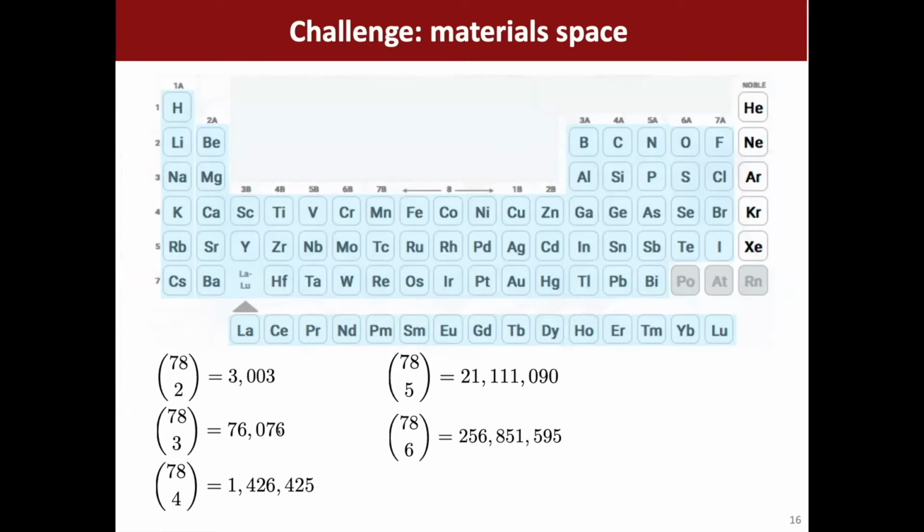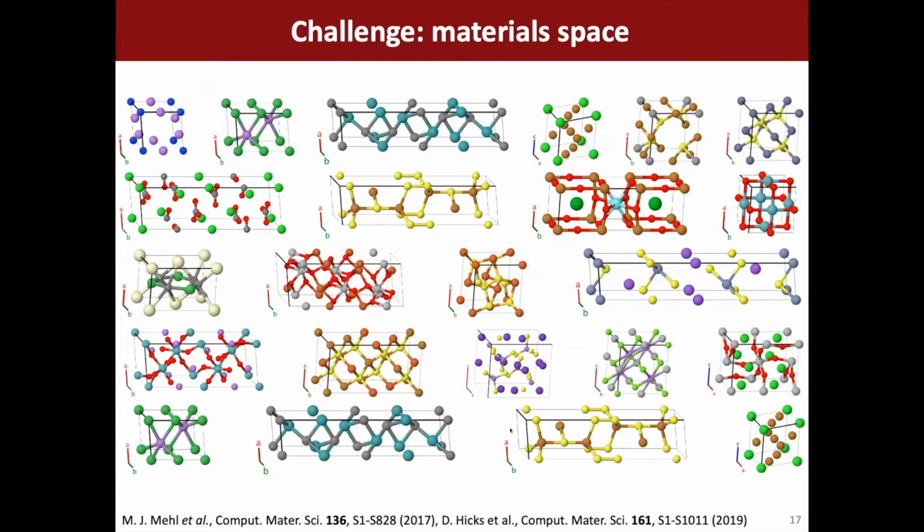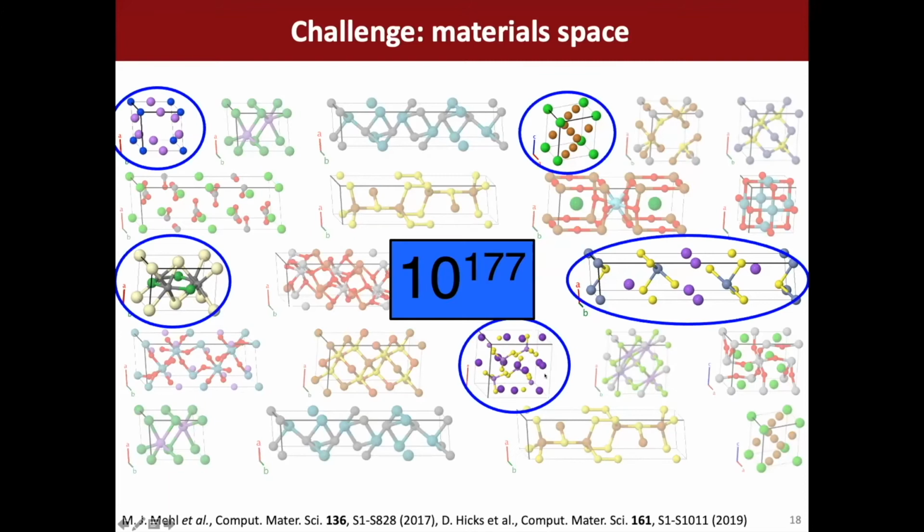Triplets of elements is about 76,000. By the time we look at quaternary material systems, we're over 1 million. 5 component systems, you have 20 million. And by the time you get to 6 component systems, it's 250 million. Then once we take into account all the different possible structures and stoichiometries, we get up to something like 10 to the power of 177 possible hypothetical materials that we could generate.